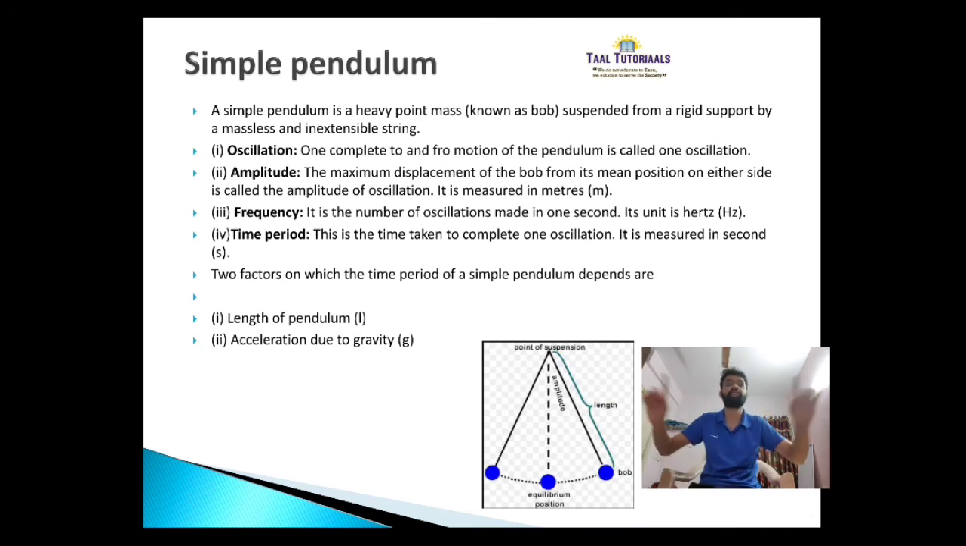Amplitude: the maximum displacement of the bob from its mean position to either side is known as the amplitude of oscillation. Frequency is very simple: the number of oscillations made in 1 second. Its unit is hertz. Time period is the time taken to complete one oscillation, and it's measured in seconds. A very important thing: two factors on which the time period of a simple pendulum depends are the length of the pendulum and the acceleration due to gravity. And this formula I will show you in the next slide.